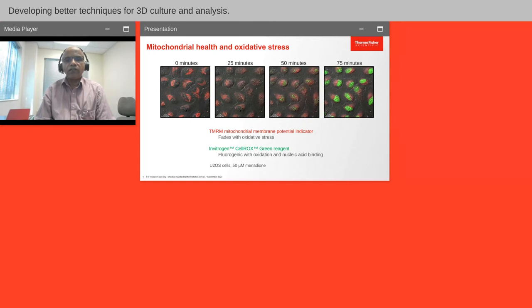It is dark in healthy cells when there is not much oxidative stress, and when you treat the cells with an oxidant, you can see an increase in staining of CellRox green reagent and a decrease in the TMRM mitochondrial membrane potential indicator, which says that with time after treating with the drug, there is a reduction in mitochondrial membrane potential as the cells are stressed out and an increase in oxidative stress within the cells. These are U2OS cells treated with 50 micromolar menadione.